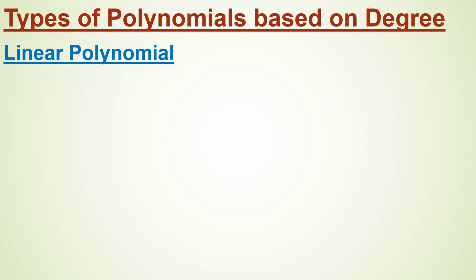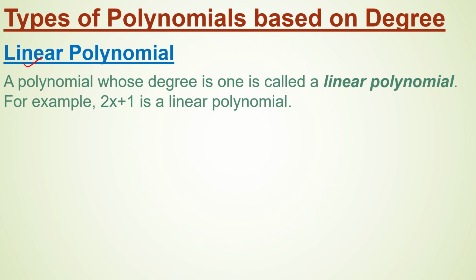Let us see the types of polynomials based on degree or on the highest power of the variable. First is linear. A linear polynomial has degree equal to 1. A polynomial whose degree is 1 is called a linear polynomial. For example, 2x plus 1. It is called linear because if we draw the graph of a linear polynomial, then it is a straight line.